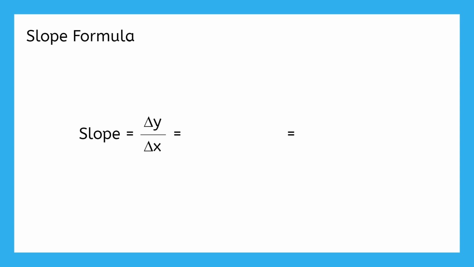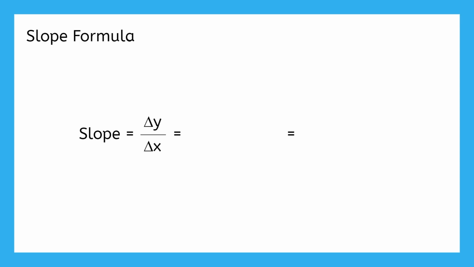All right, we're getting a little ahead of ourselves. Sure, slopes tell how steep the line is and whether it's going up or down, but how are we supposed to know what the slope is? Calculating slope is actually really simple. The formula is defined as delta y over delta x.